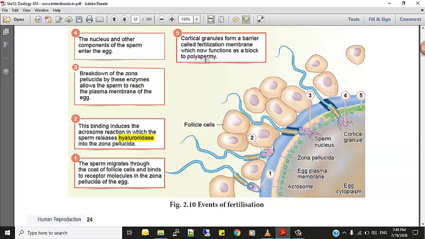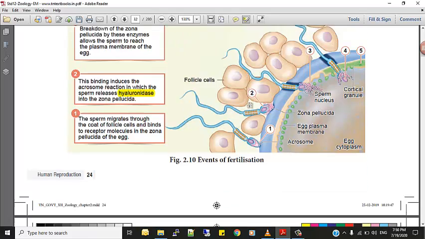So this is so amazing, which now functions as a block to polyspermy. Polyspermy means many sperm entering the ovum, and that is avoided by the cortical granules. So it acts as a barrier. Maybe questions may be asked from this also. Cortical granules act as a barrier called the fertilization membrane, which now functions as a block to polyspermy. This is the event that is given in your textbook.